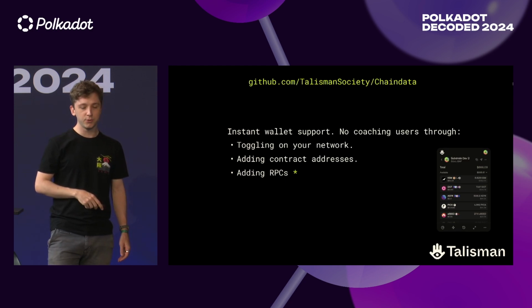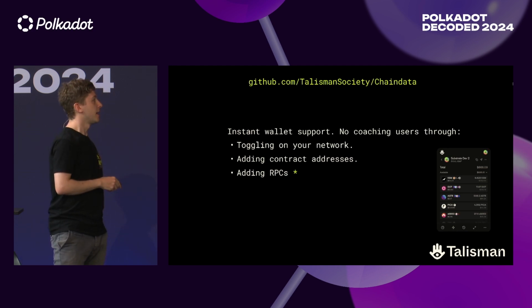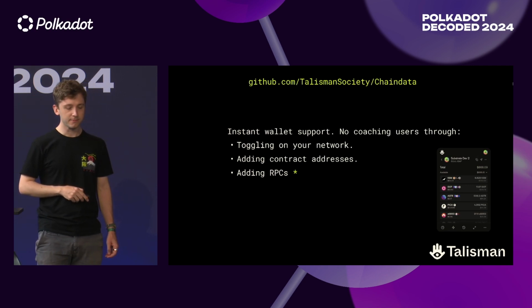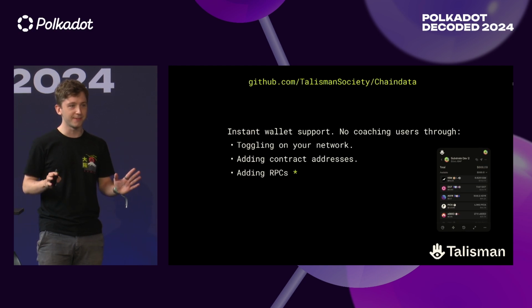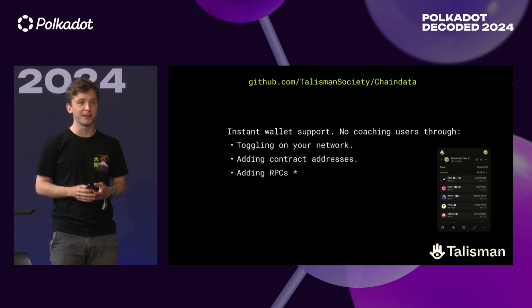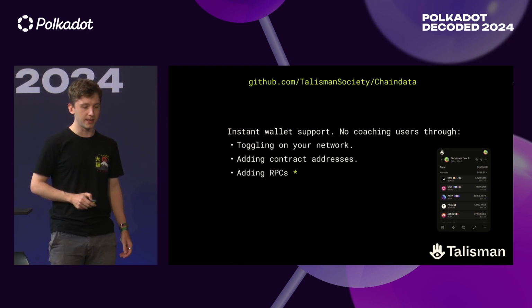And if you did want your user to add a custom RPC, it's supported inside of Talisman, but you can just default to whatever is in chain data. So yeah, really seamless support. You don't need to instruct your users to do anything, and they can use the application as if it has been around for months and months and years and years. It's a really useful primitive.